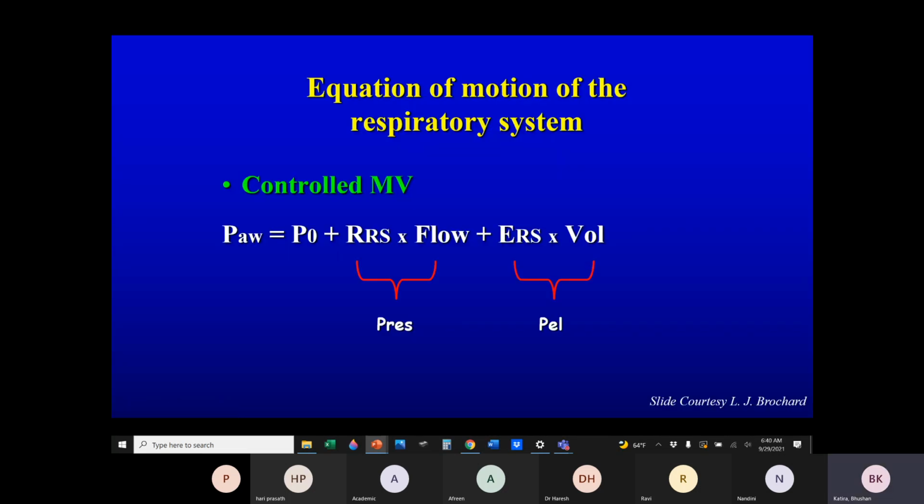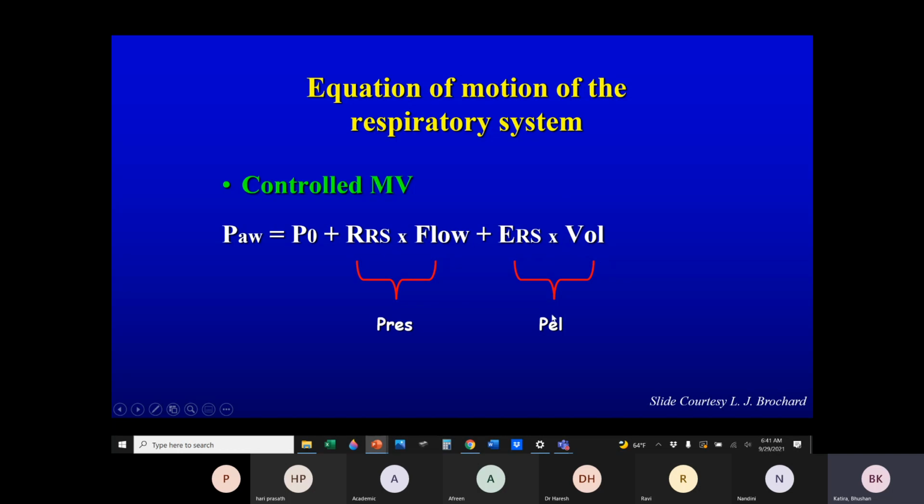Now, what is that elastic pressure? The elastic pressure is also determined by two things. A, the elastance of the respiratory system, which is the inverse of compliance. That means how deformable the lung is, the parenchyma beyond the airways. If it is more easily deformable, that means the elastance is low and the compliance is high, in which case the pressure requirement will be low. If the elastance increases or the compliance decreases, that means the lung is not easily deformable, then the airway pressure required to overcome that is going to be higher, or more pressure will be required.